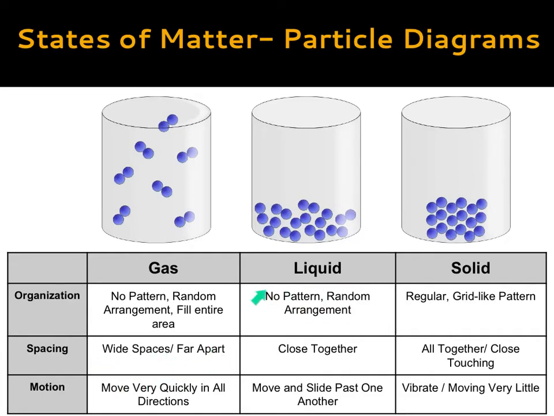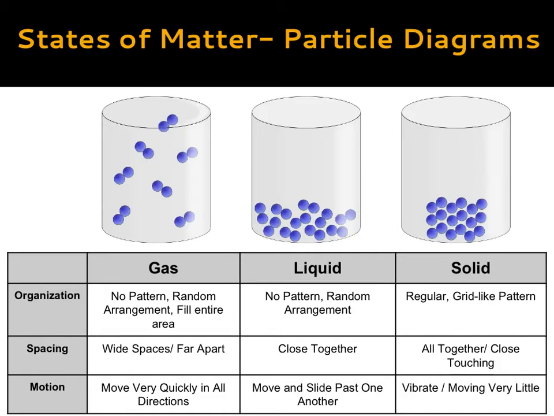Liquids do have a random arrangement with no major pattern, but they only generally fill the bottom of the container they're in due to gravity, of course. If we were on a different planet, they would fill the container very differently, so we are just talking about Earth. Their particles are generally close together, and they move and slide past one another very easily.